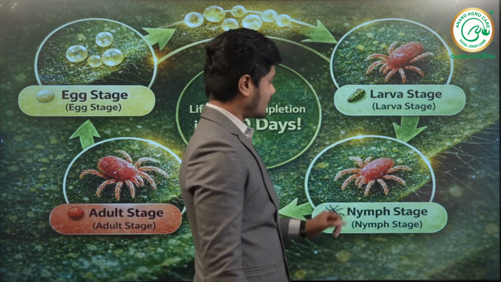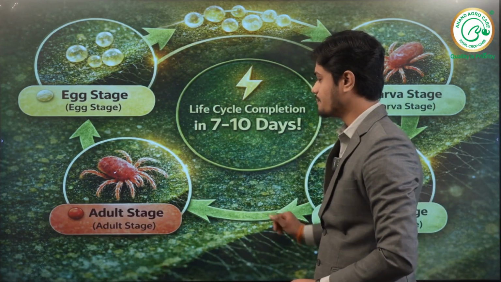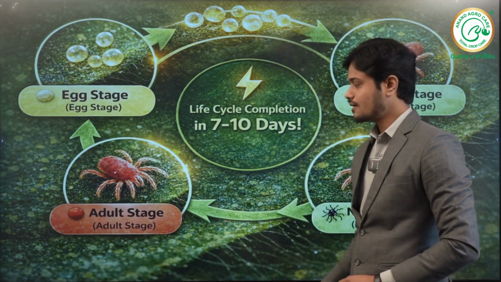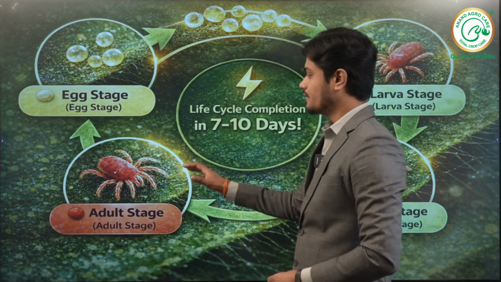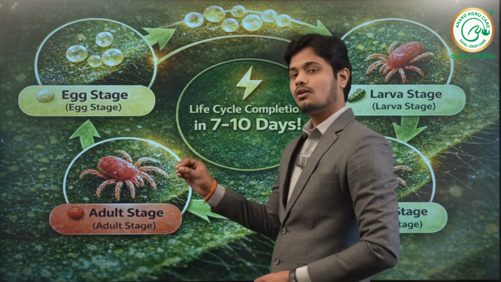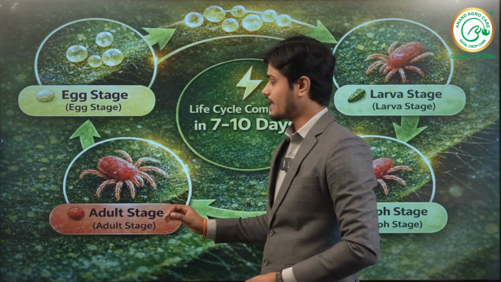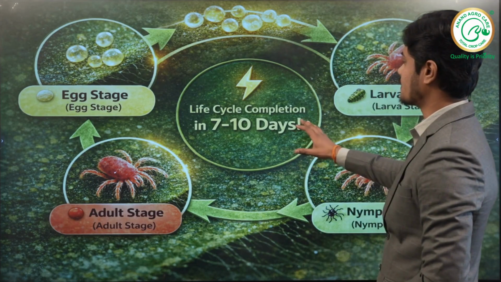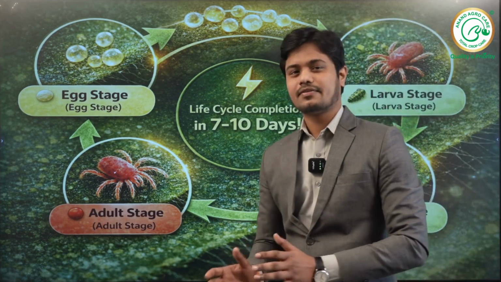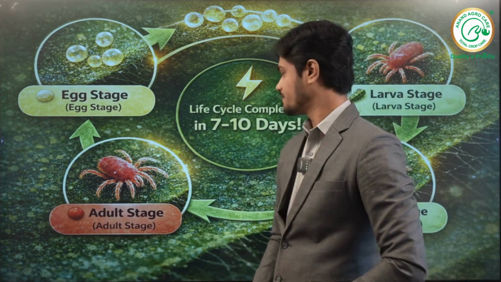After the nymph stage, the nymph becomes an adult, which means the mite is fully developed here, and this phase is responsible for the reproductive phase, which means they can form new eggs. This life cycle may complete within 7 to 10 days.